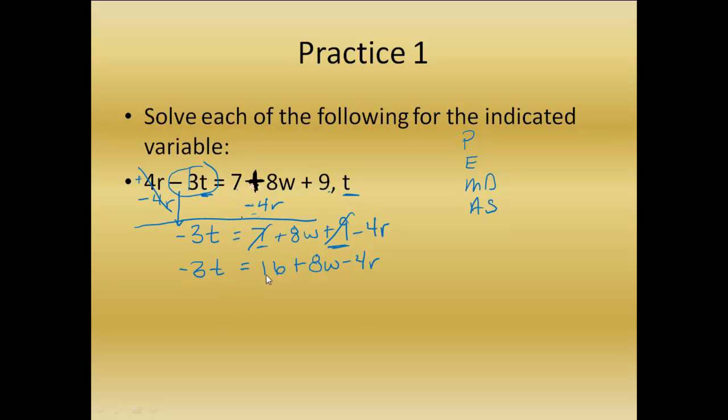3t. Now I still don't have t completely by itself. I have it times this negative 3, and to undo times, I need to do the inverse. I need to divide.